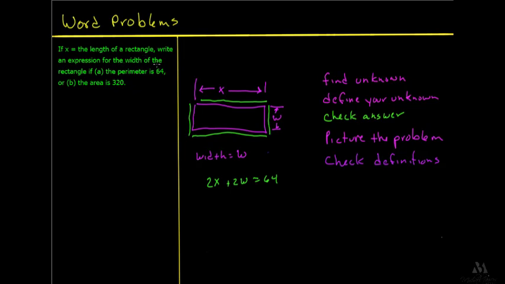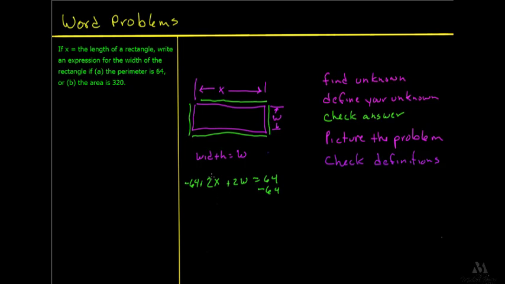So write an expression for the width of a rectangle. And since it says expression, we don't want an equal sign. So we could say, we could subtract 64 off each side.